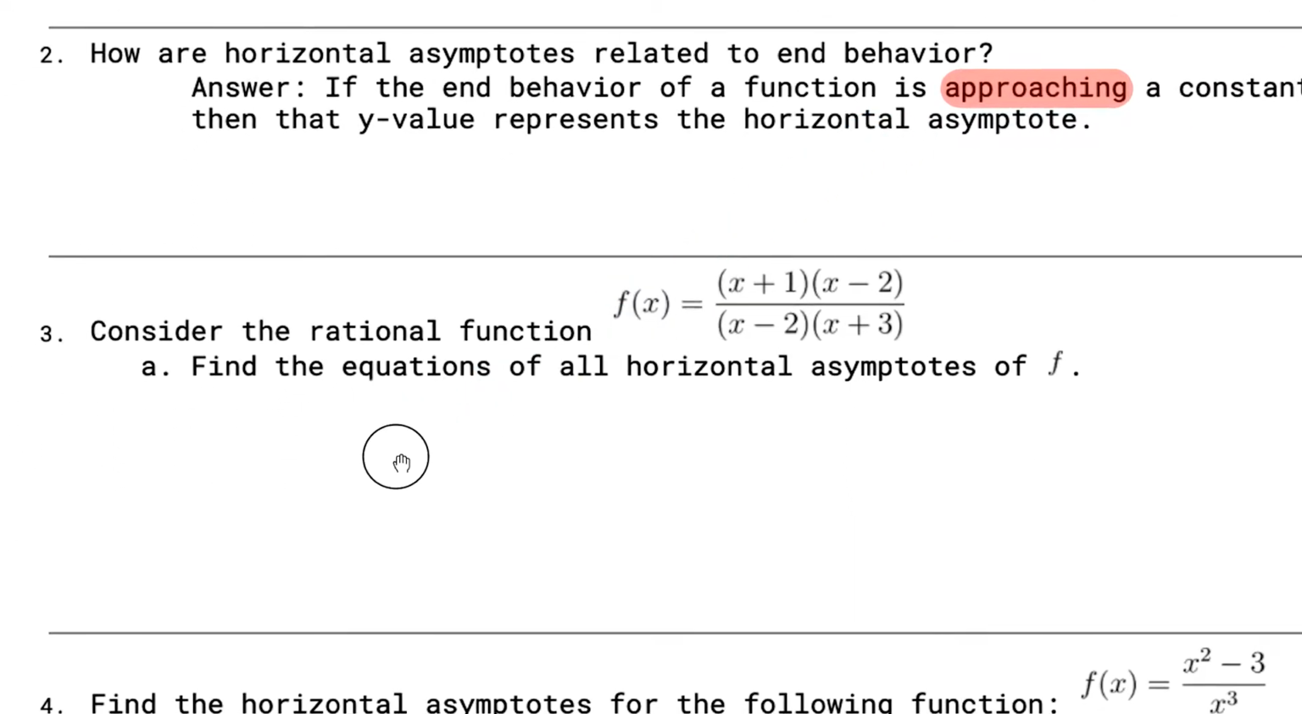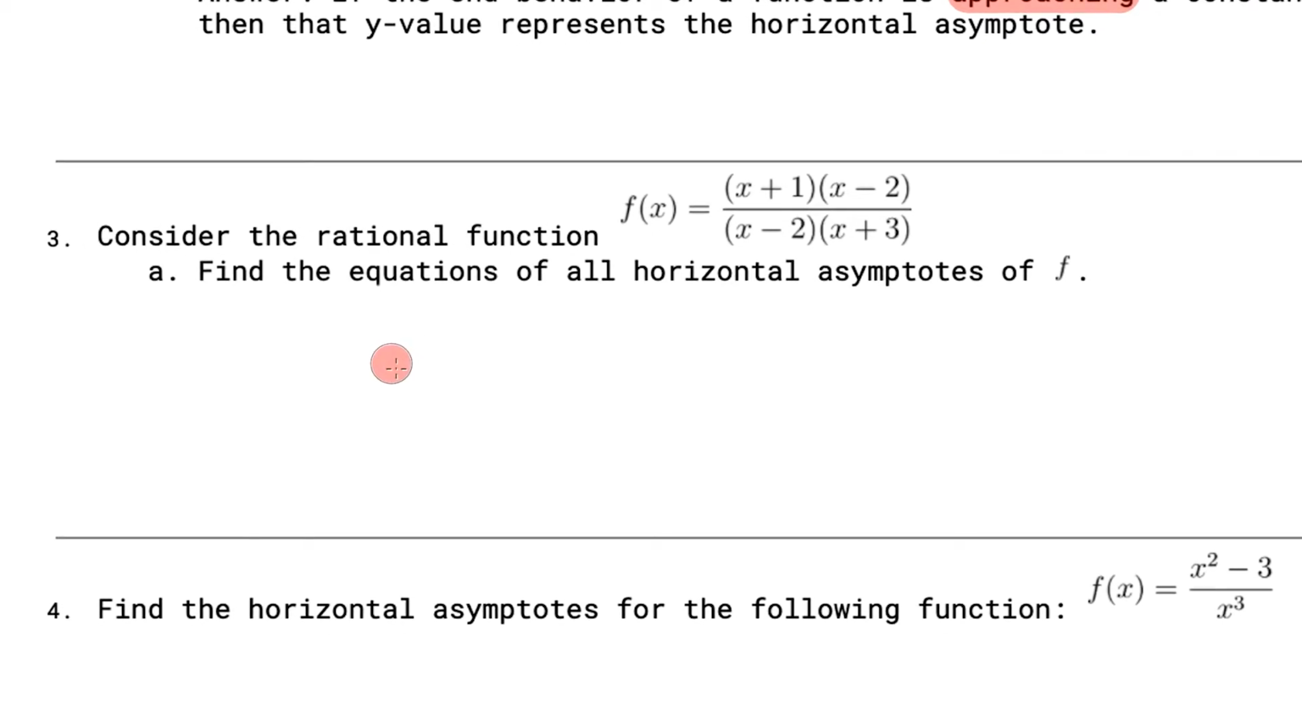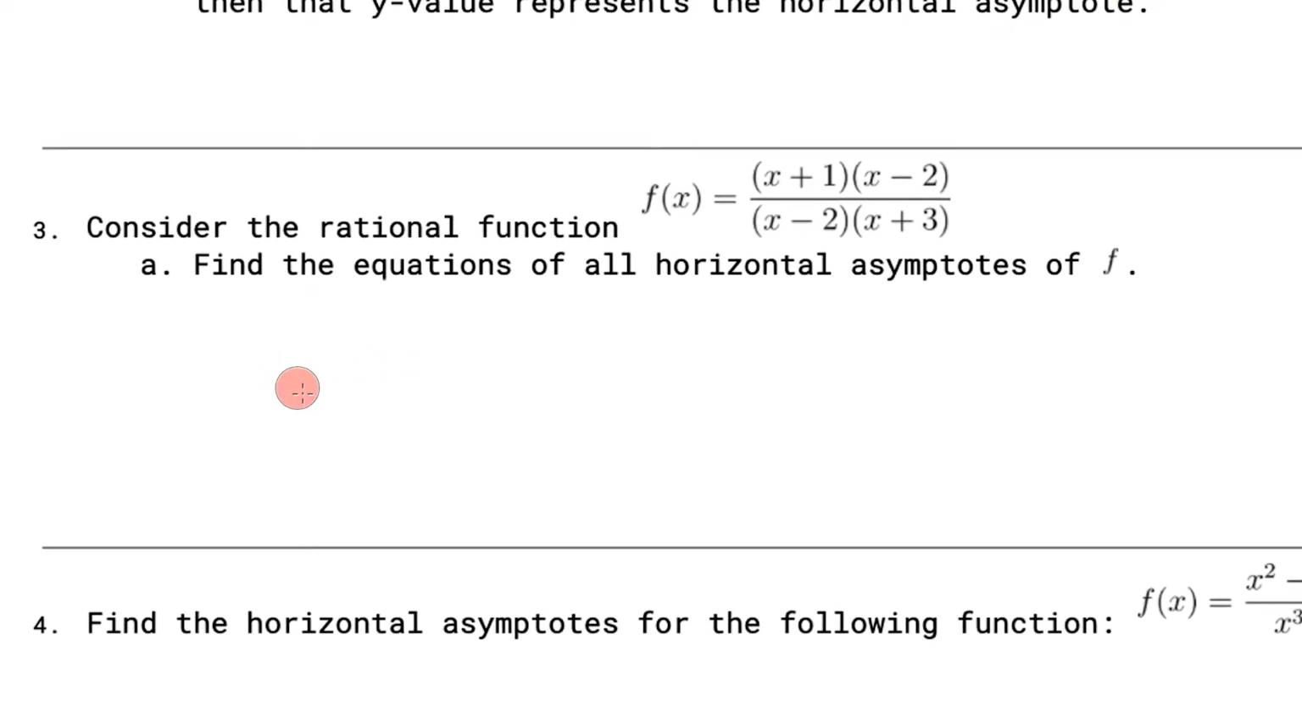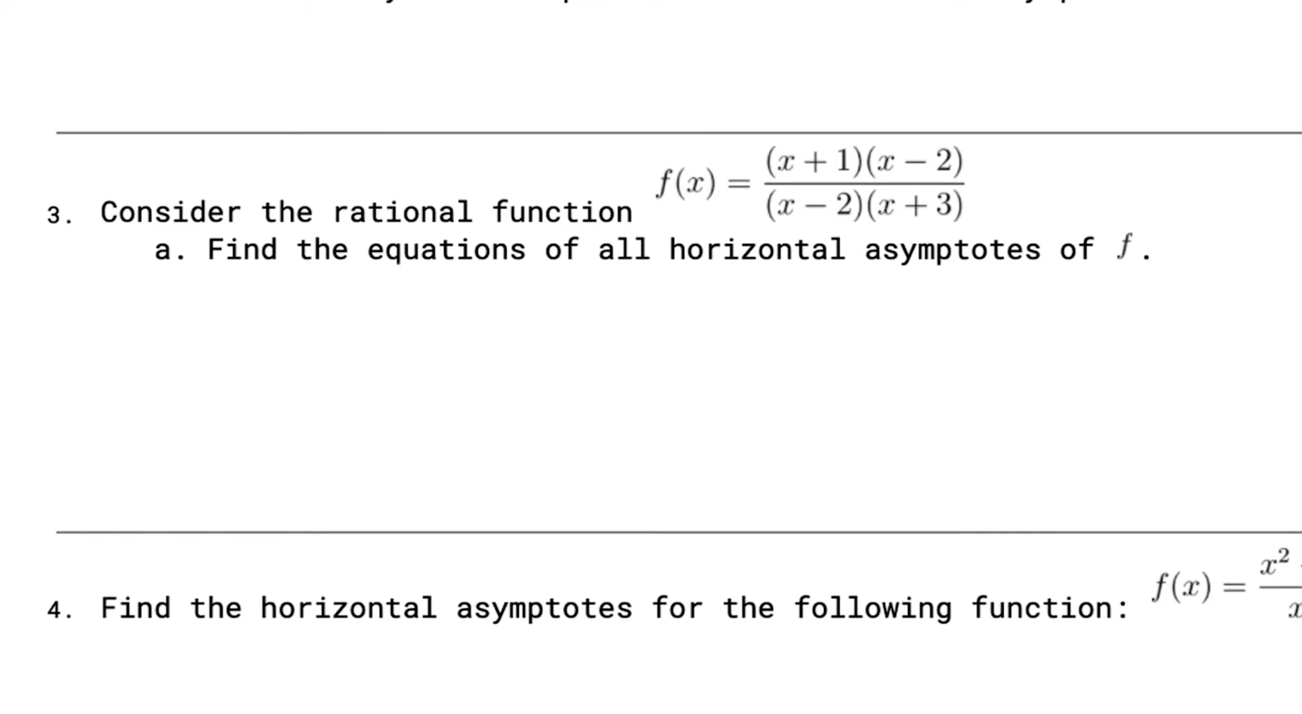Number 3, it says, consider the rational function f of x, find the equations of all the horizontal asymptotes of f. Okay, the main concept when you're finding horizontal asymptotes involves this limit property. This was talked about in class, but what you're doing is you're taking the limit as x approaches infinity of this f of x function. So I'm just going to write that in here really quick. x plus 1, x minus 2, x minus 2, and x plus 3.